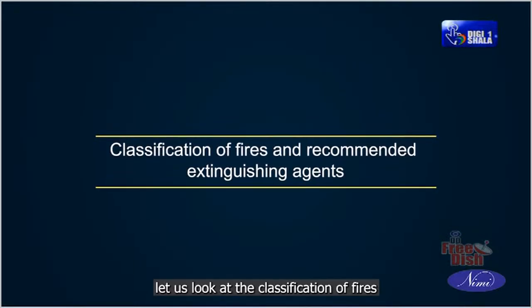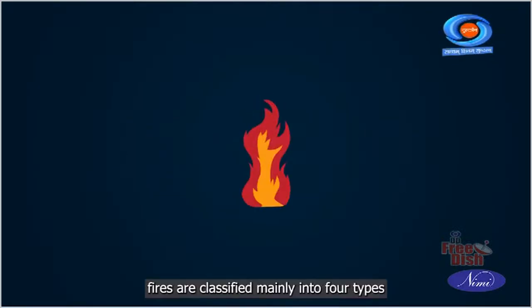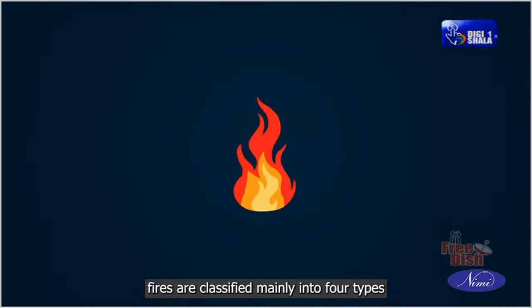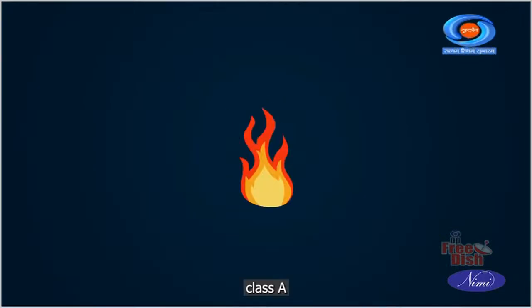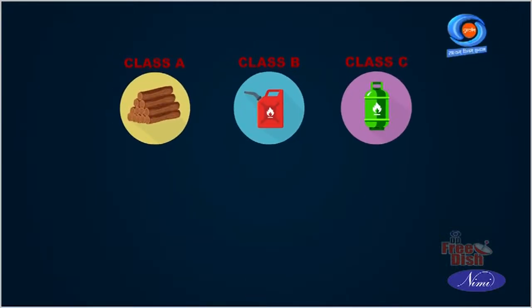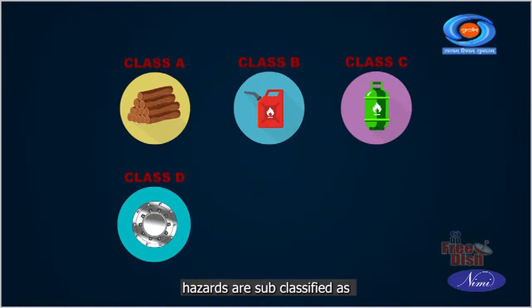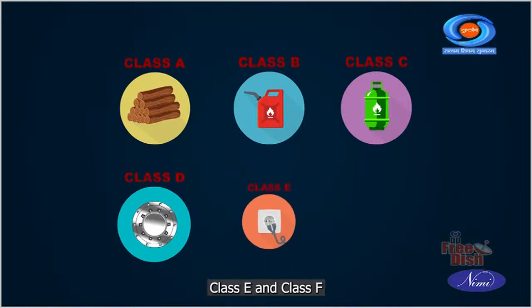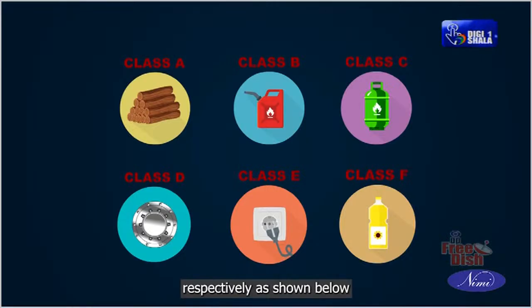Next, let us look at the classification of fires and recommended extinguishing agents. Fires are classified mainly into four types based on nature of fuel as Class A, B, C, and D. Further fires related to electrical and kitchen hazards are subclassified as Class E and Class F respectively as shown below.